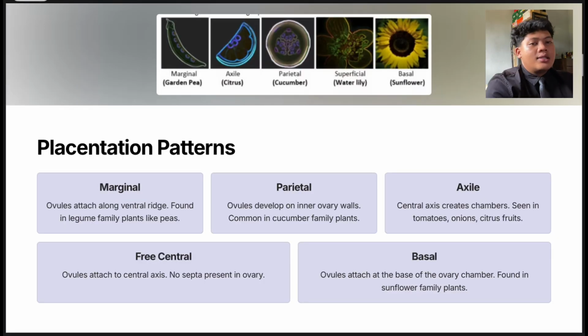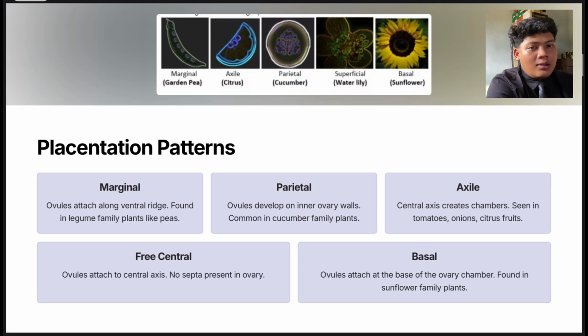Now, let's delve into the fascinating world of placentation patterns. Placentation refers to the arrangement of ovules within the ovary of a flower, and different patterns help identify plant families. In marginal placentation, seen in legumes like peas, ovules are attached along one side of the ovary, while parietal placentation, found in the cucumber family, has ovules on the inner walls of the ovary.